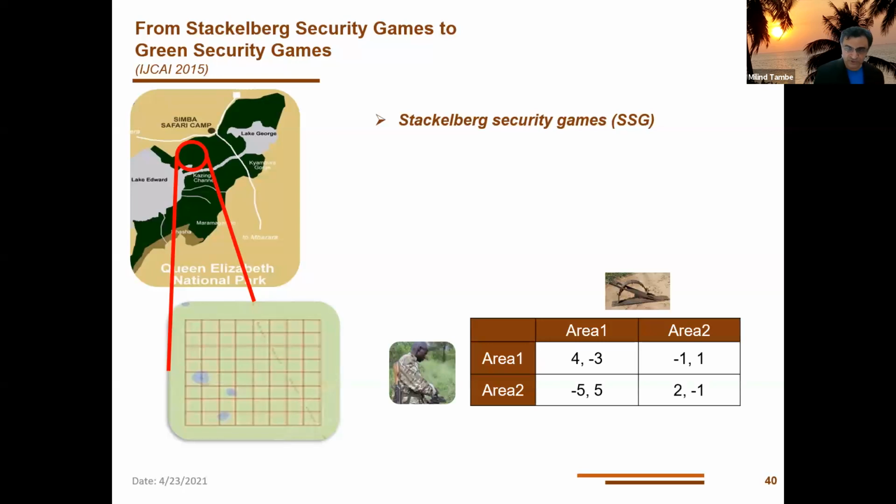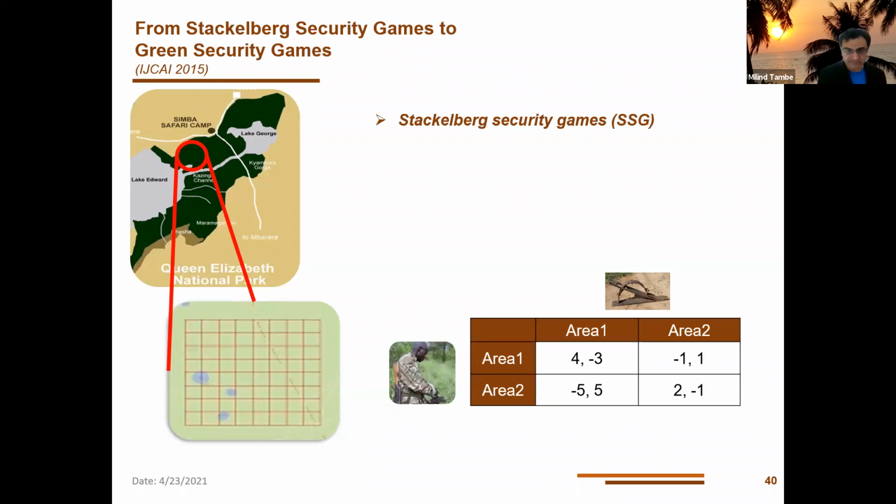So imagine now there's a 2x2 game here. We have a ranger, and the ranger could always patrol area 1. If the ranger always patrols area 1, a poacher will put snares, traps in area 2. The poacher gets a positive reward of 1, the ranger gets a negative reward, -1. If as a result, the ranger says, I'm always going to patrol area 2, the poacher will now place snares in area 1. The poacher gets a positive reward of 5, the ranger gets a negative reward -5.